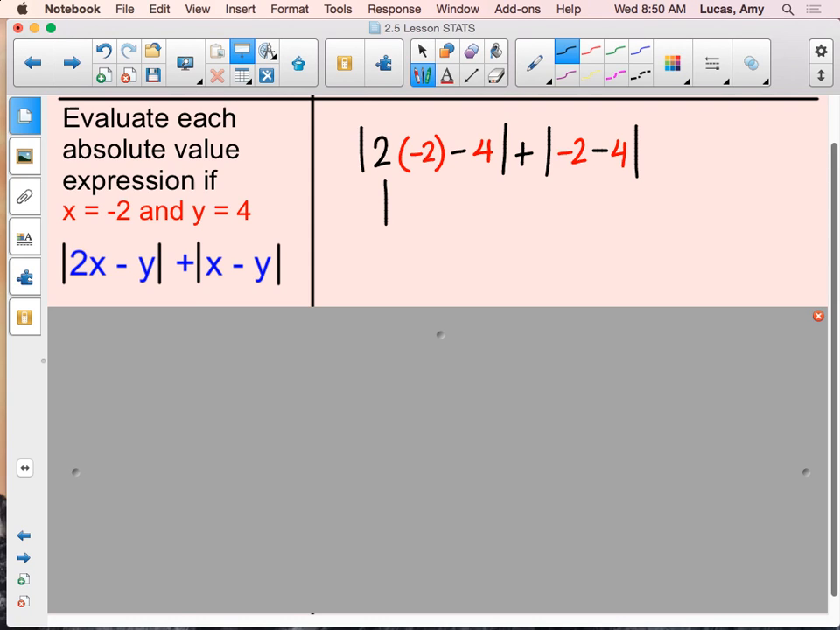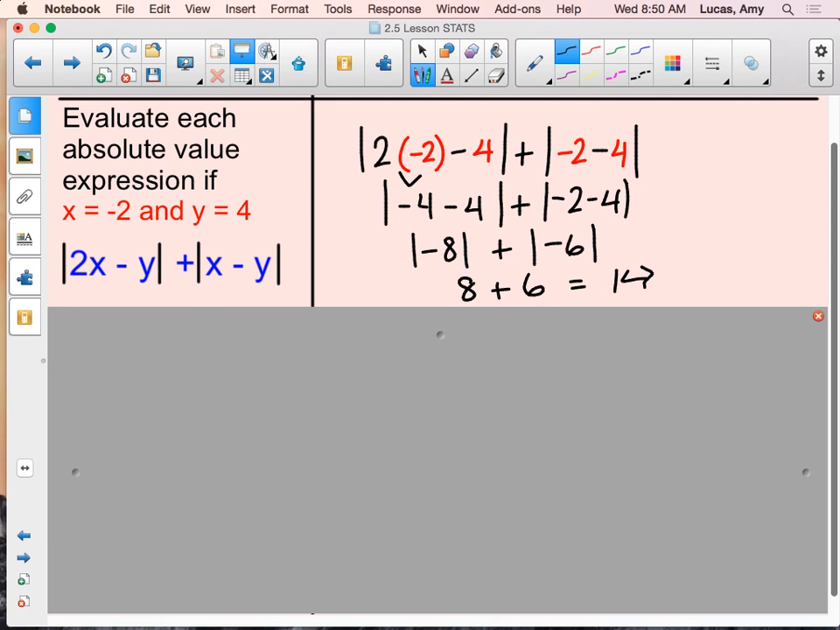Inside my bars, I would have to multiply first. 2 times -2 is -4. So -4 minus 4. And then I have -2 minus 4. -4 minus 4 is -8. -2 minus 4 is -6. The absolute value of -8 is 8. And -6 is 6. So my final answer is 14.